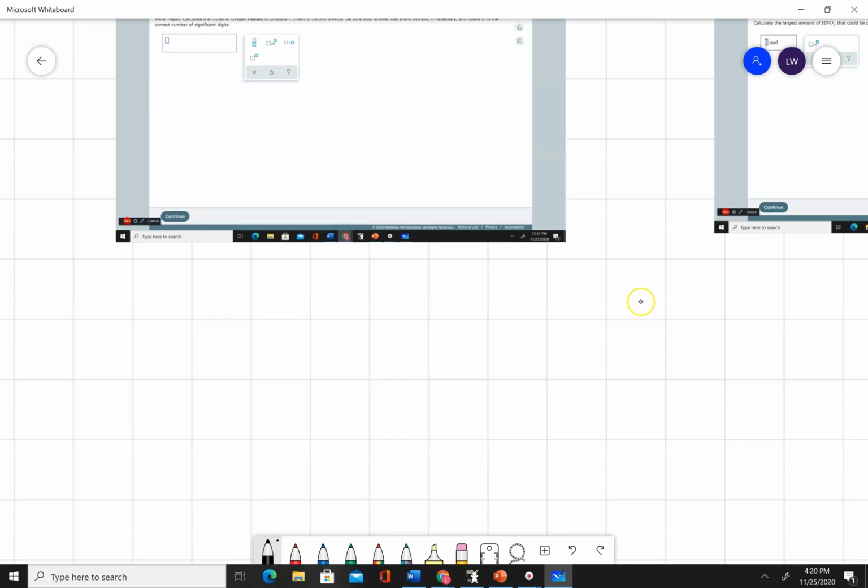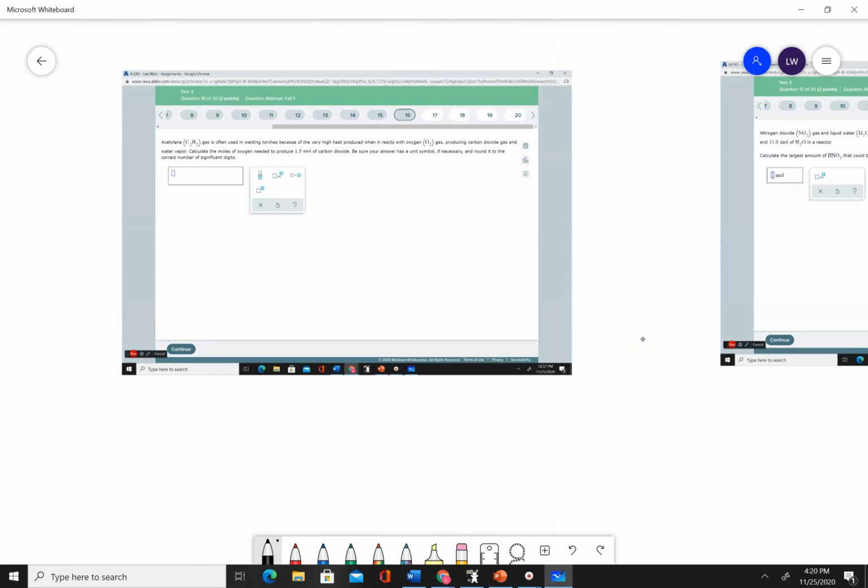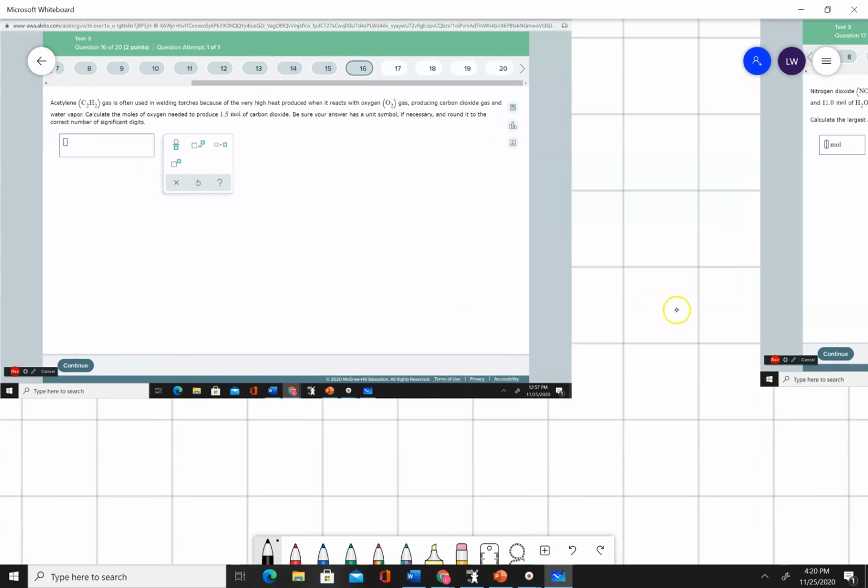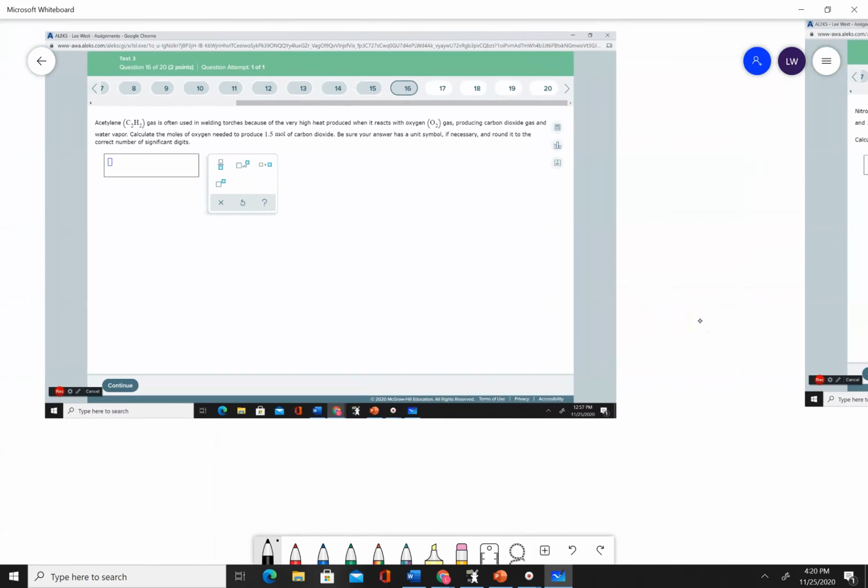Get the next question squared up. We're getting there. Question 16. Oh, it looks like it's about this acetylene again. Okay, well, we know our balanced equation from this. We wrote it down earlier, so we wouldn't have to go through the hassle of writing that out. It says: acetylene gas is often used in welding torches because of the very high heat produced when it reacts with oxygen, producing carbon dioxide and water vapor. Calculate the moles of oxygen needed to produce 1.5 moles of carbon dioxide.